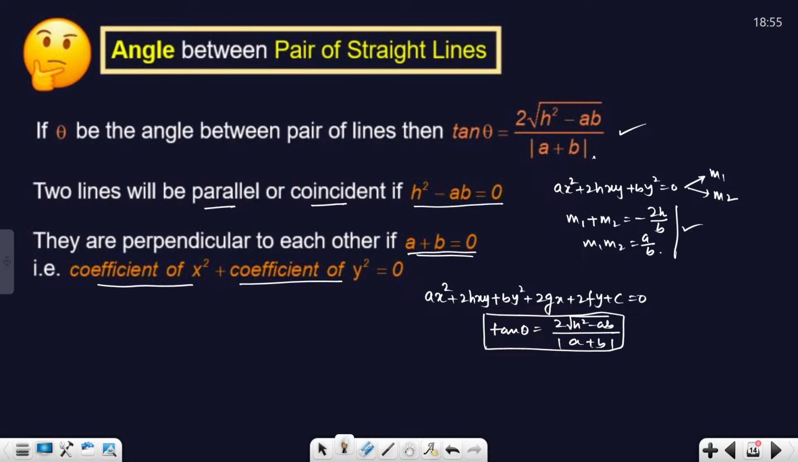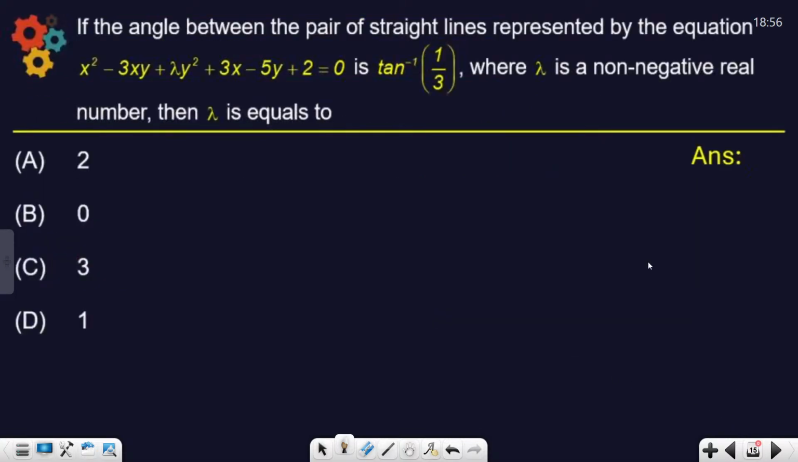For the general second degree equation also, if it represents a pair of straight lines, that is the condition. If it represents a pair of straight lines, then the angle between those two straight lines will be the same thing, which is 2 root over h square minus ab by modulus of a plus b. And the same condition holds true for this case also. If they are parallel, then h square minus ab will be equal to 0. And if they are perpendicular to each other, then a plus b will be equal to 0. Remember it that way.